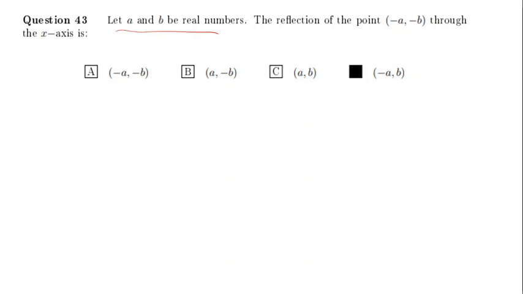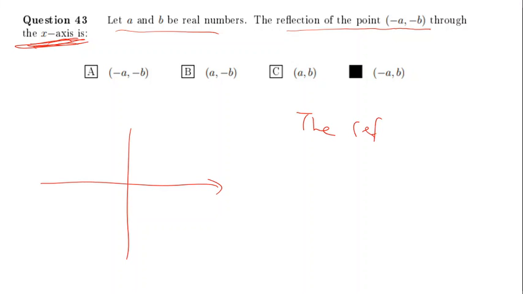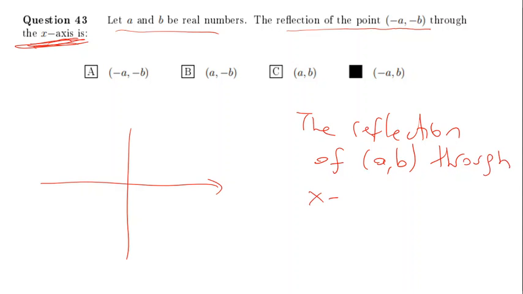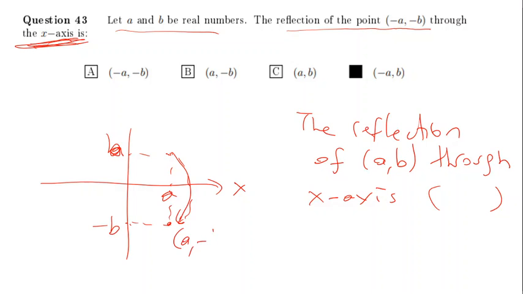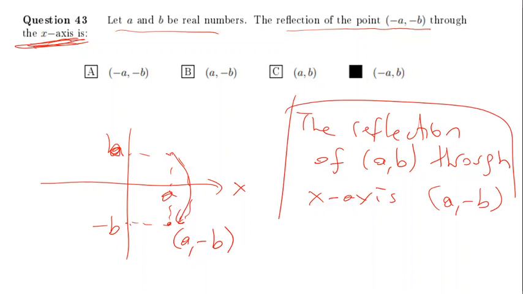So let a, b be real numbers, and the reflection of negative a, negative b through the x-axis is, okay, what's the rule for the reflection through the x-axis? If you don't remember, the reflection of (a, b) through the x-axis, you have to remember the rule. So let's take (a, b) in the first quadrant, and if we take the reflection through the x-axis, it will be minus b here, and a is the same, so you see (a, minus b). This is the rule.